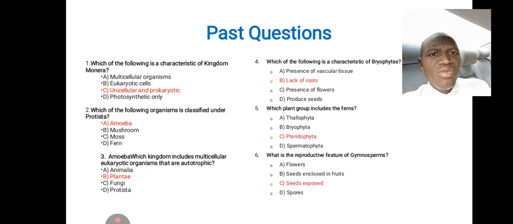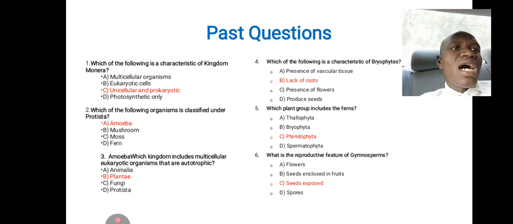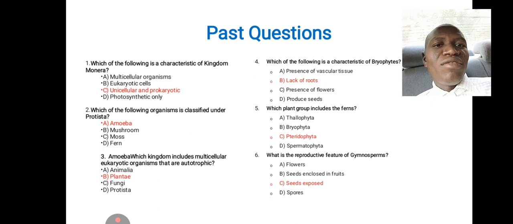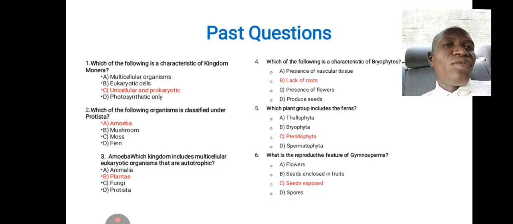Alright, question 3. Which kingdom includes multicellular eukaryotic organisms that are autotrophic? What's the meaning of that word, autotrophic? Do you remember? Organisms that produce food by themselves. So which kingdom includes multicellular eukaryotes that are autotrophic? Plantae, of course. Yes, let's go to the next question.